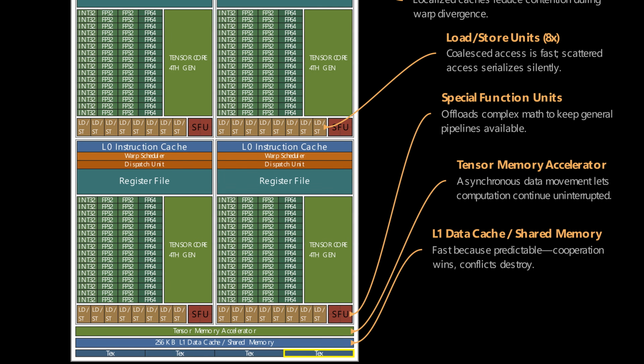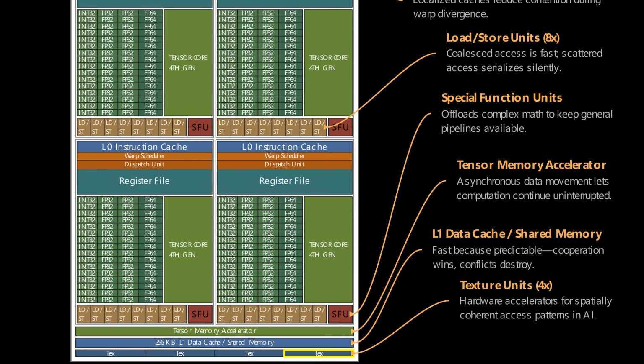These units, originally dedicated to graphics texturing, now serve as hardware accelerators for predictable, spatially coherent memory access patterns frequently generated by AI kernels.